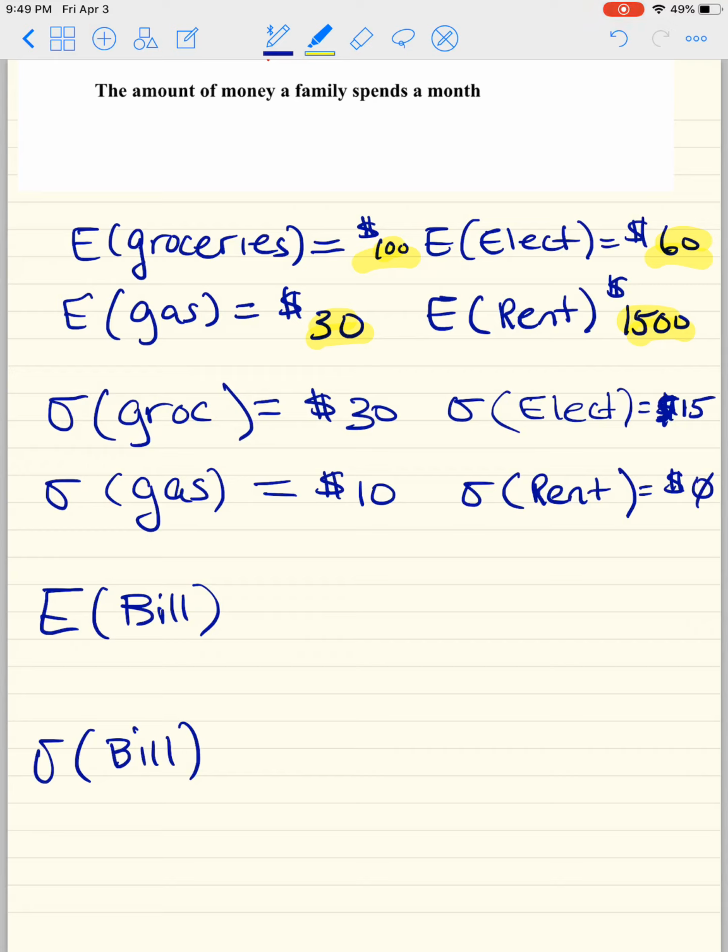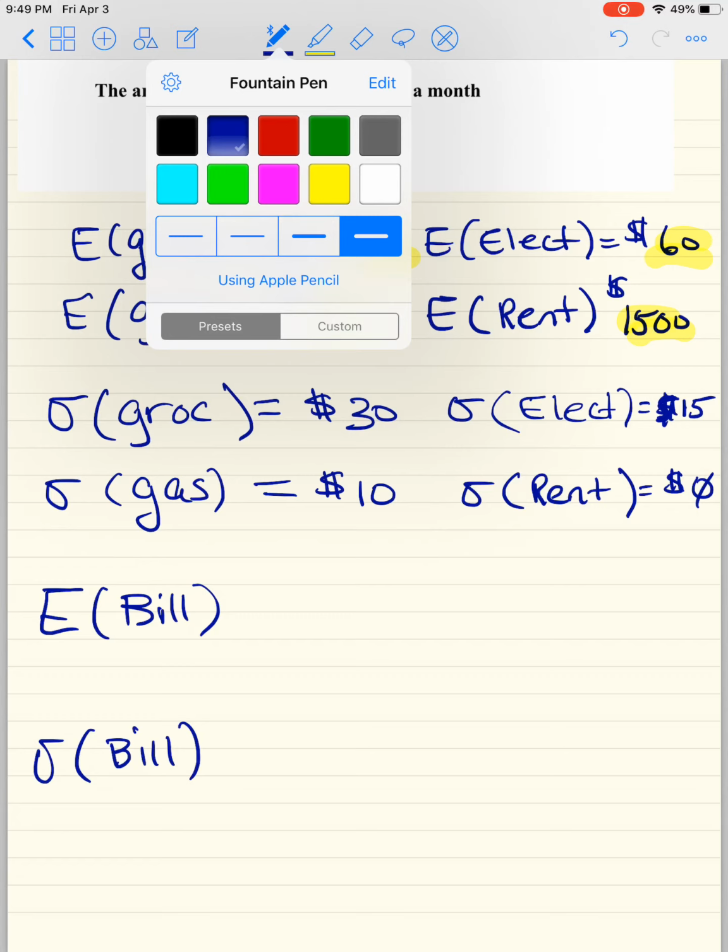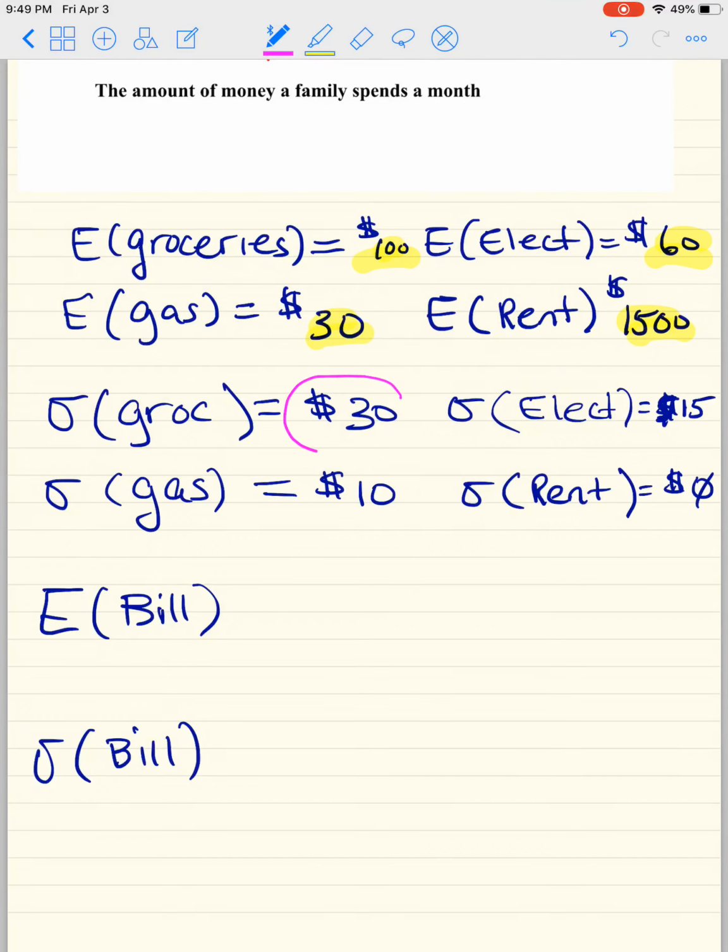Now, what we notice here is that not every month a family will spend exactly $100. It fluctuates. So when it fluctuates, we say that there's some sort of standard deviation. It deviates by $30 or $10 or $15 or no dollars. Notice how I put $0 for rent. Rent is pretty much stable. It doesn't change month to month. So if you pay $1,500 a month, probably the standard deviation is going to be 0.